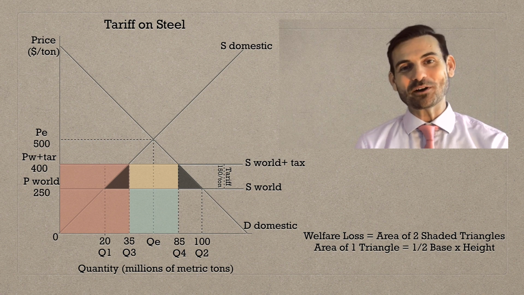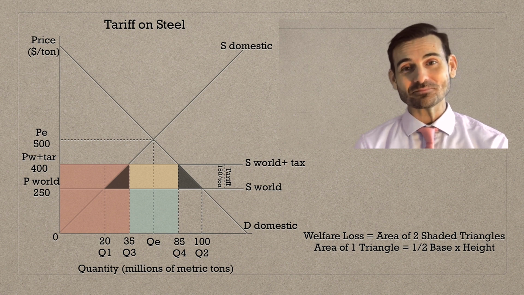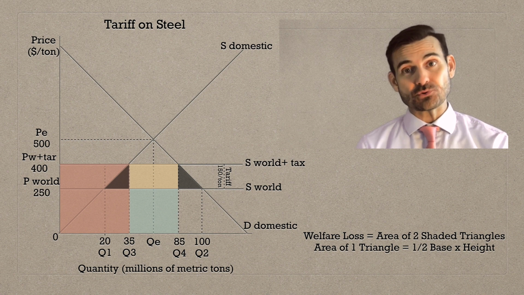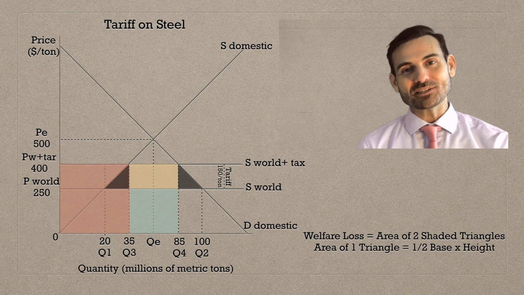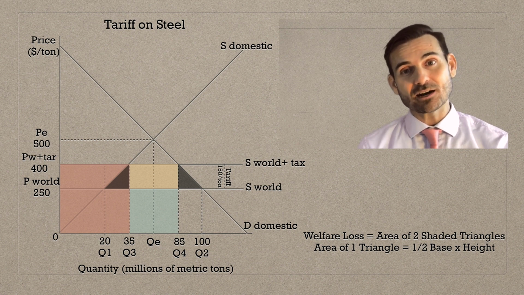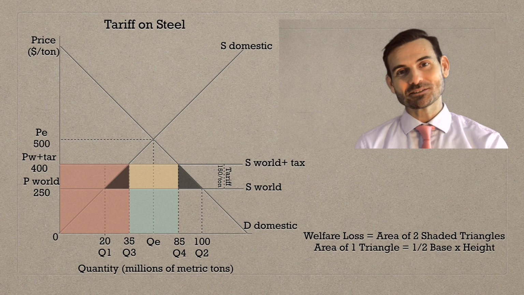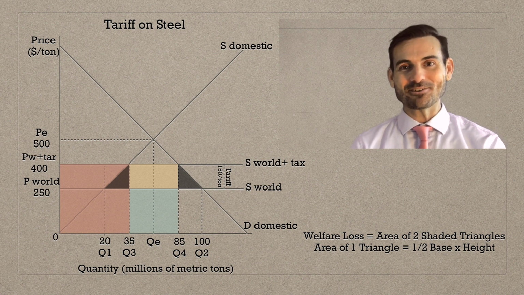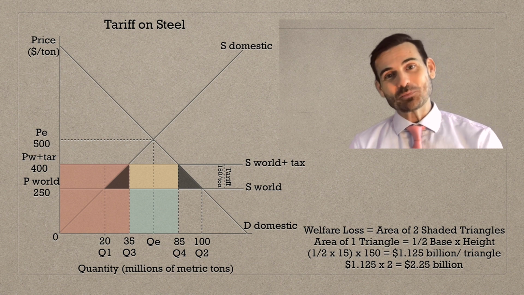To calculate the welfare loss on the left side of the diagram, the welfare loss associated with the increase in price, we must take 1/2 of the value of Q3 minus Q1, which is the base, times the height, which is the tariff, or P world plus tariff minus P world. Do those calculations, pause, and check back to see if you got it correct. Here are the answers, and I hope that you got them correct.